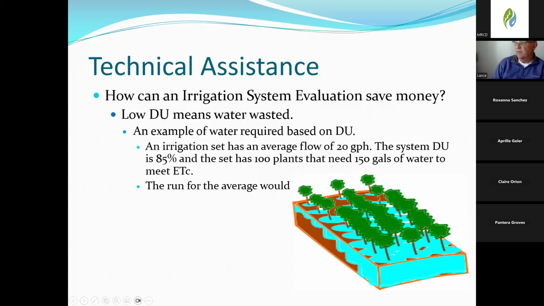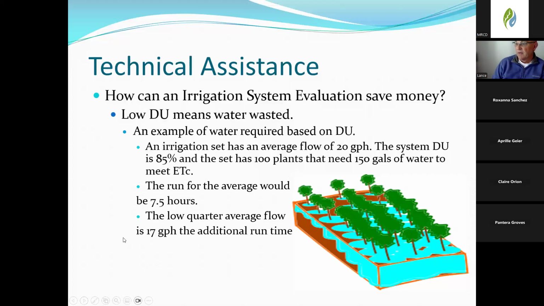So the run time for the average for this situation would be 7.5 hours when you have that industry standard uniformity of 85%. So the low quarter average flow is 17 gallons per hour, and so the additional run time is 1.3 hours. So, resulting in 1,900 gallons applied.